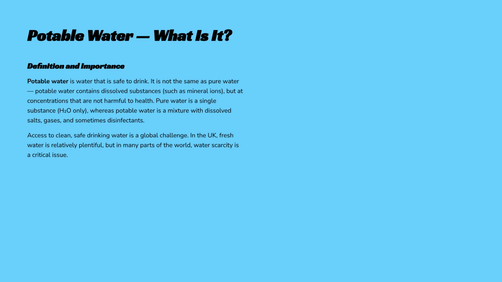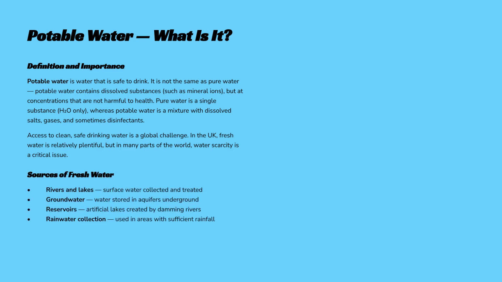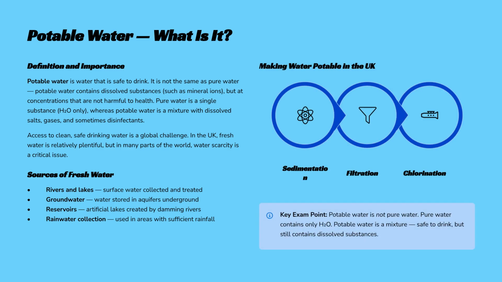Potable water is safe to drink but is a mixture containing dissolved substances, unlike pure water. Access to safe drinking water is a global challenge. Water sources include rivers, lakes, groundwater, reservoirs, and rainwater. In the UK, water is made potable through sedimentation, filtration, and chlorination.